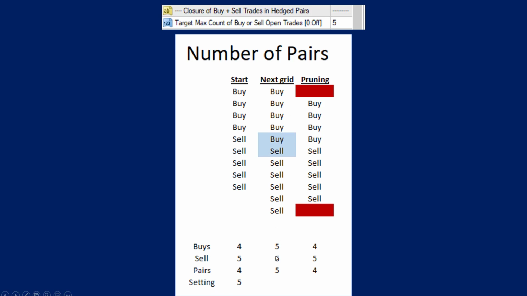Then it moves on, and suddenly there are 5 buys and 6 sells. Immediately you can see you can match up 5 buys and 5 sells, so there are 5 pairs that can be matched up. Then the EA will say, okay, 5 is the maximum, so I've got to reduce it, and it will close one of the 5 buys and one of the 6 sells, so that the hedged pairs return to 4. Just another way of pruning.